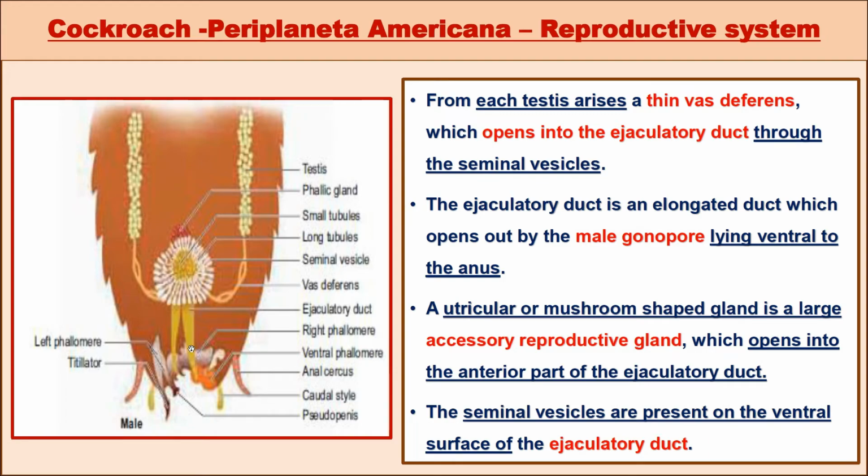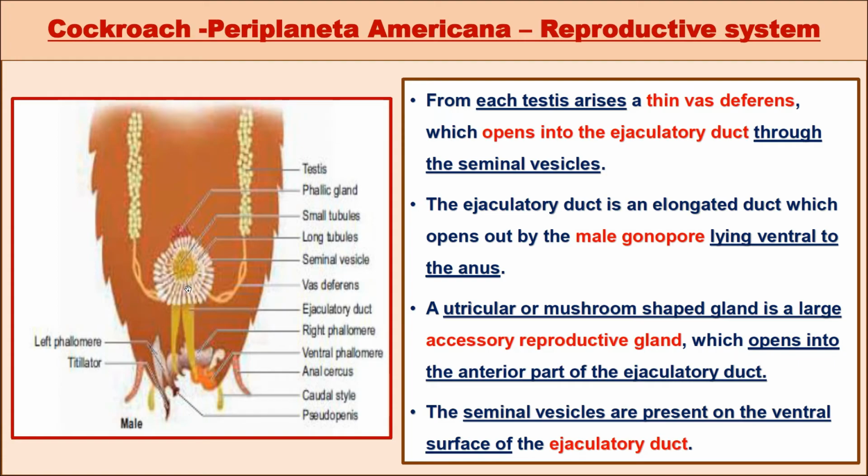ejaculatory duct. This is the ejaculatory duct, through the seminal vesicles. The ejaculatory duct is an elongated duct. This will open to the exterior by the male gonophore, and this male gonophore lies ventral to the anus. The utricular or mushroom-shaped gland is a large accessory reproductive gland. This will open into the anterior part of the ejaculatory duct.